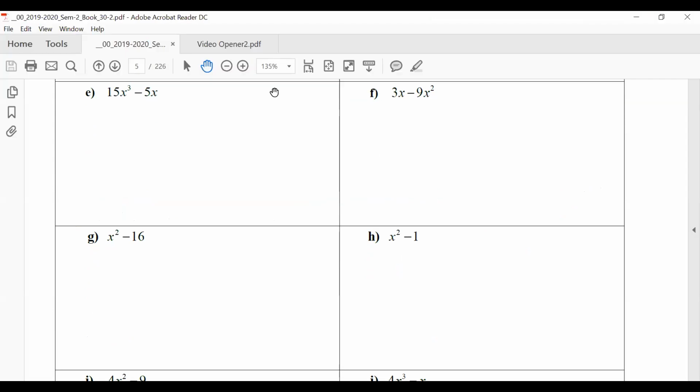E, my greatest common factor. So what divides into 15 and 5? 5. What divides into x cubed and x? x. So I'm going to factor a 5x. And then 15 divided by 5 is 3. x cubed divided by x is x squared.